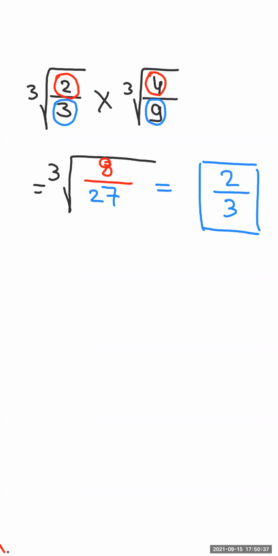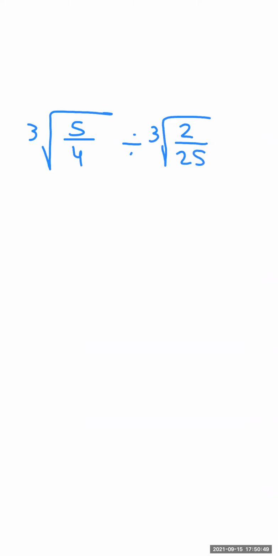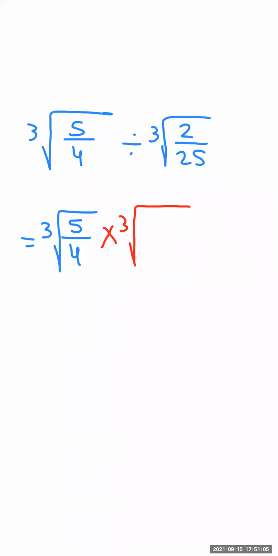Okay, one more example. If it's a cubic root of 5 over 4 divided by cubic root of 2 over 25. Now in this question, as usual in a division operation, we are going to change the division into multiplication and then flip the number. So cubic root of 2 over 25 becomes 25 over 2.